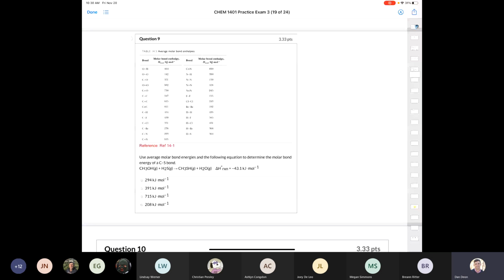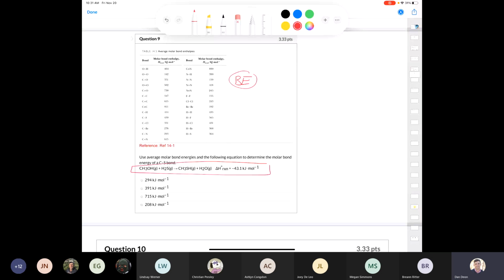For question number 9, we're given a bunch of average molar bond enthalpies. So this table here is just a bunch of bond enthalpies. It says to use average molar bond enthalpies in the following equation to determine the molar energy of a carbon-sulfur bond. Again, we're given an equation and we're given the delta H of that reaction.